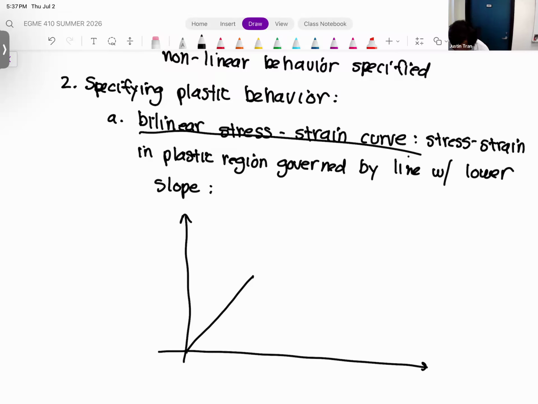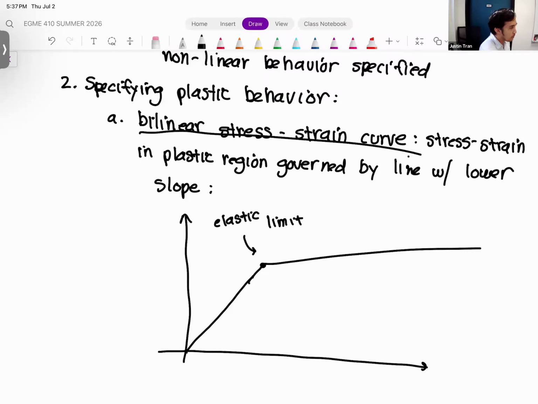Okay. So using the bilinear setting here, once you're past the elastic limit, all we do is add another line there, but with a different slope. So the plastic deformation is just governed by another linear region. Okay, so again, that's the simplest thing you can do.